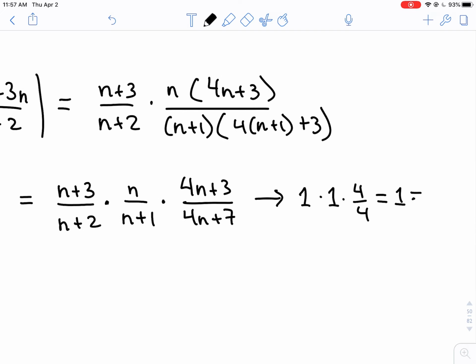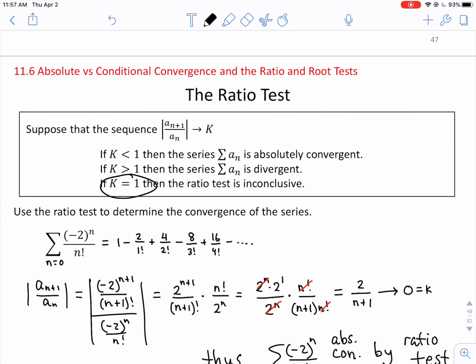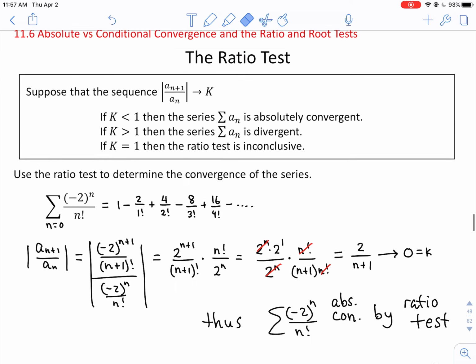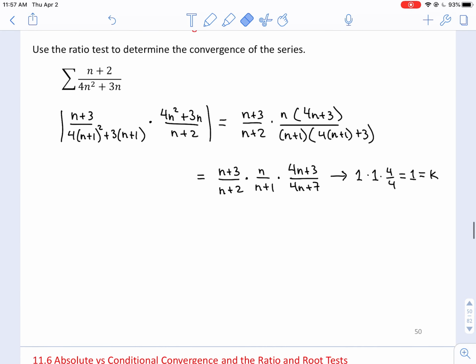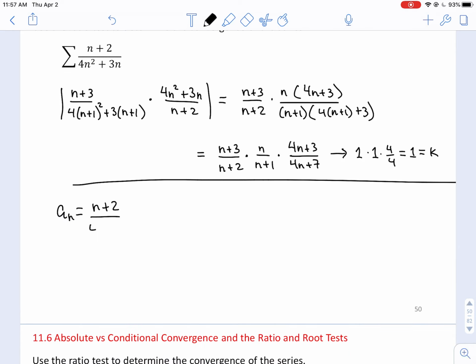But that's my k. So when you go to your flowchart, when k is 1, we have an inconclusive test. So all this work I just did was inconclusive. So if I was absolutely insistent on determining whether this is convergent or not, I'm actually going to use the limit comparison test. Let a sub n be the original sequence.